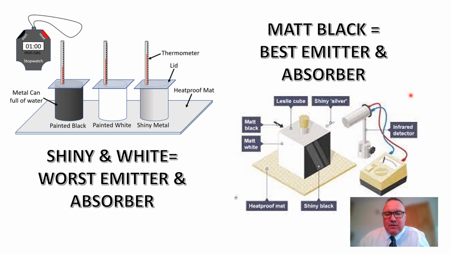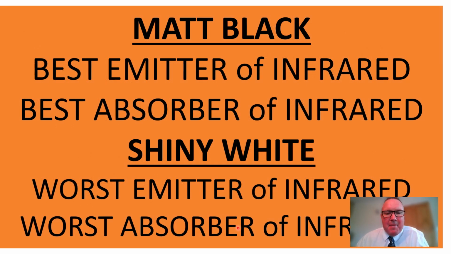You could always check to see if they absorb or soak up the infrared radiation, and you should also find that matte black, dull black colors are the best absorbers of infrared radiation, and shiny white colors are the worst absorbers of infrared radiation. So in all those experiments, we should be seeing that matte black colors are the best emitters and absorbers of infrared radiation, and shiny white colors are the worst emitters and absorbers of infrared radiation.